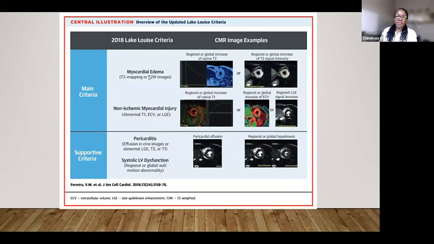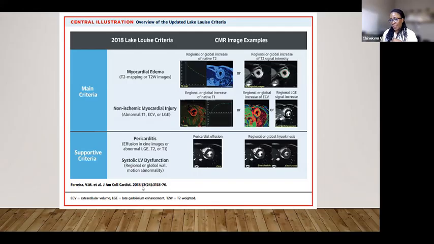Now, the Lake Louise criteria is basically what we use to diagnose myocarditis, and it's entirely, to be honest, dependent on cardiac MRI. Lake Louise, because that was where the meeting was held when they first put it all together in 2009, and then it was updated in 2018 as we have more robust protocols now.